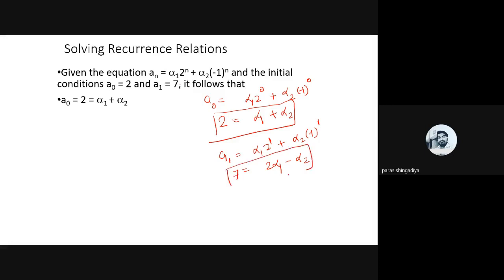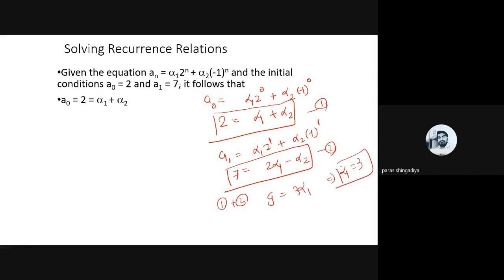That is the second equation. Okay, you have to solve both of these, equation 1 and 2. So add 1 plus 2. So 7 plus 2 is equal to 9 here, and alpha 1 plus 2 alpha 1, that is 3 alpha 1, and alpha 2 minus alpha 2 will be removed. So we get 9, alpha 1 is equal to 3.